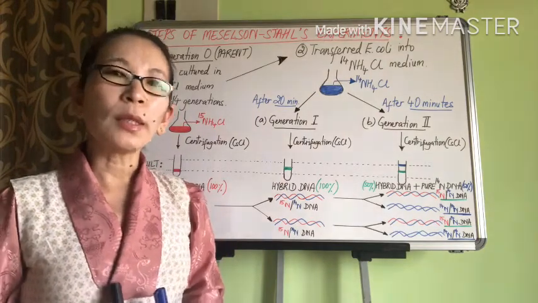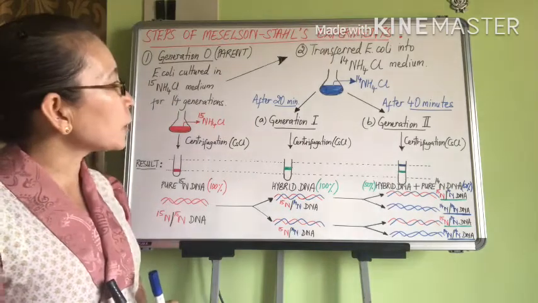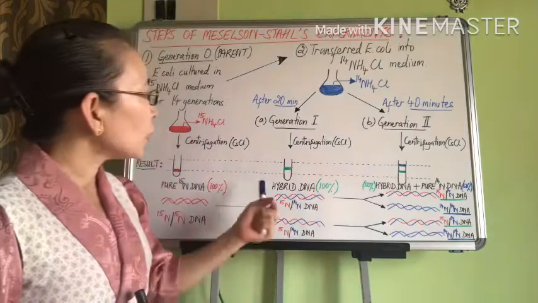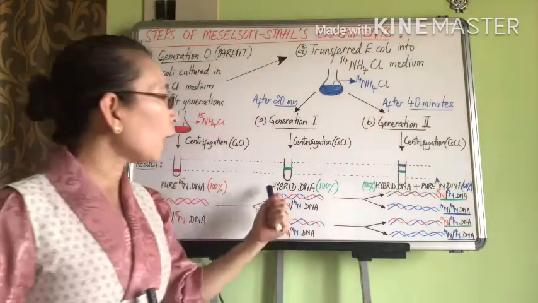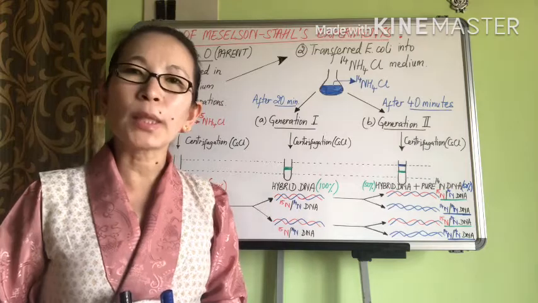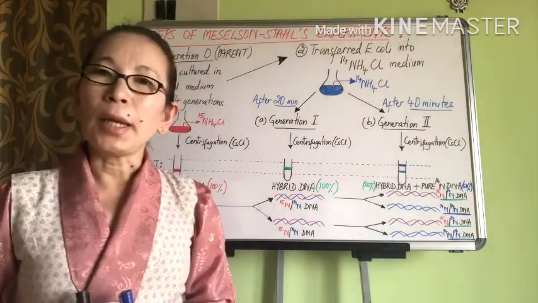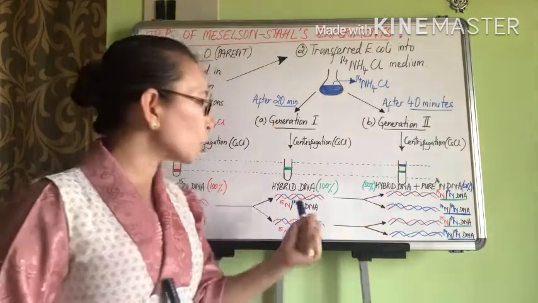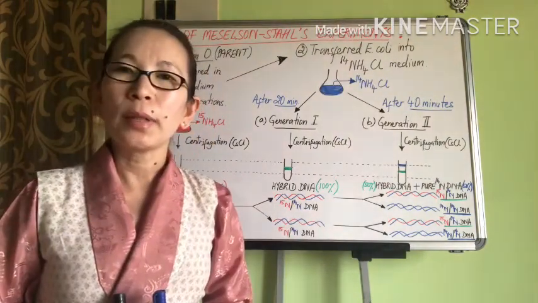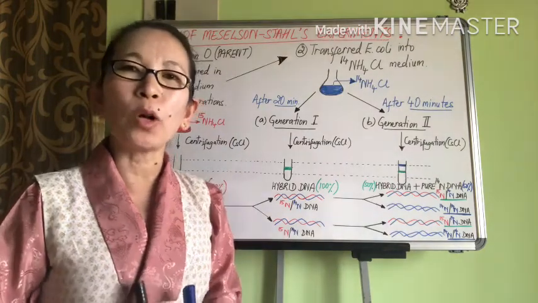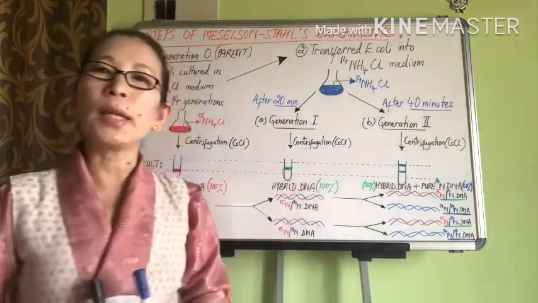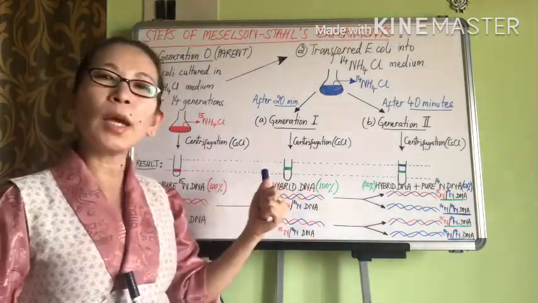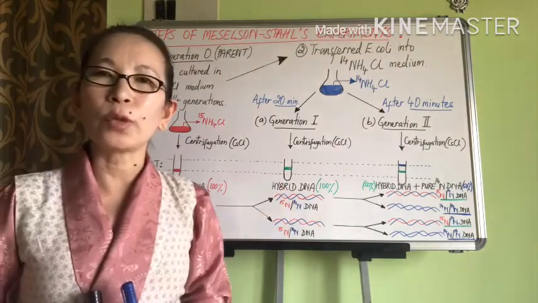So from this result, Meselson and Stahl inferred that after one cycle of replication, all the DNA molecules are now a hybrid DNA, which is to say that each DNA was composed of one N15 strand and one N14 strand. And because it was a hybrid DNA molecule, the density of the DNA is now an intermediate density between the density of the heavier N15 and the lighter N14.